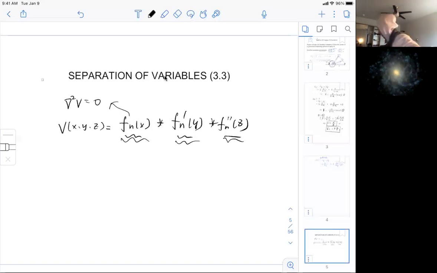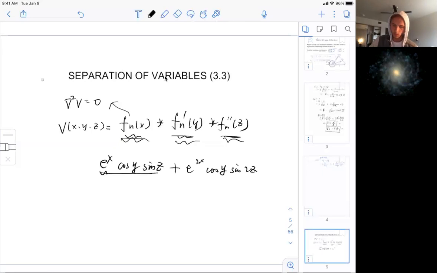Sometimes even if it is not exactly this format, it could be a combination of that format. For example, even if it's not a function of x times a function of y times a function of z, it could be a combination of this plus another function of x times a function of y times some other function of z. And that could be a solution. So this can actually be pretty universal and help us solve quite a lot of problems. All right, so let's get started.